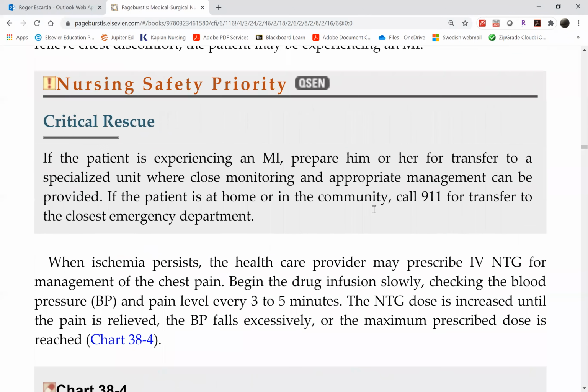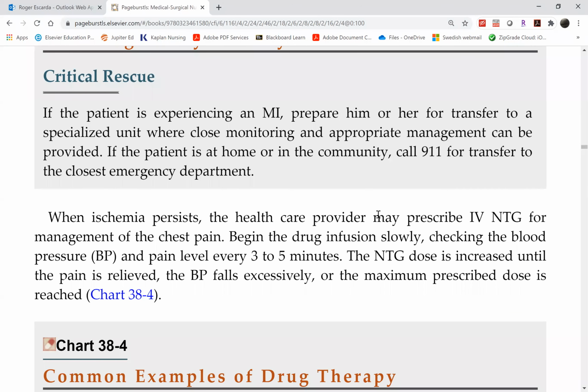Okay, so once we complete the 3 nitros, no relief of chest pain, the patient continues to have chest pain, obviously it's an MI. So as the patient is being prepared for transport to the cath lab, because that's most likely what's going to happen, you will receive an order to start nitroglycerin drip. Okay, so obviously the short-acting 0.4 milligrams of nitro sublingual or the spray isn't working, so we'll give the patient a continuous infusion.